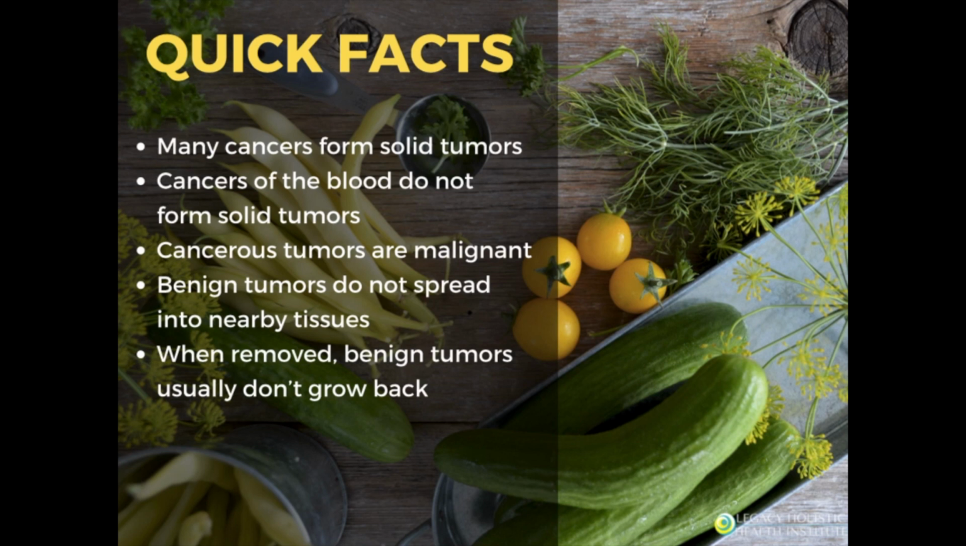Now that we understand some quick facts about cancer, things that are benign are things that are not harmful, they're not cancerous, and they don't spread like wildfire. They are just an overgrowth of cells that show up as a tumor that can then be removed altogether in one unit and never grow back.